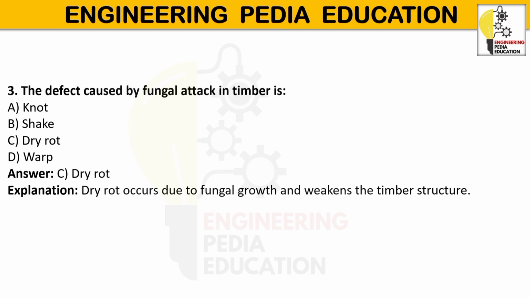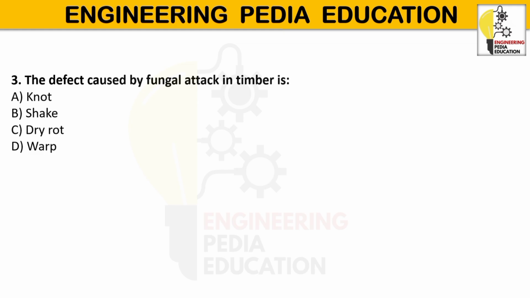Although it is called dry rot, the fungus actually needs moisture to begin growing. The name comes from the dry, brittle appearance of damaged wood. What are the preventions? Keeping timber dry and well ventilated, repairing water leaks, properly using seasoned timber, applying preservative, and regular inspection should be done. The defect caused by fungal attack in timber is called dry rot.